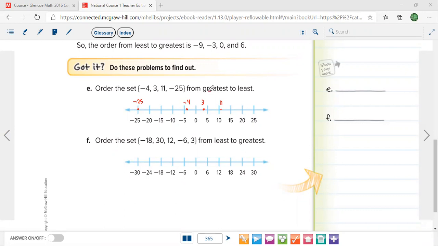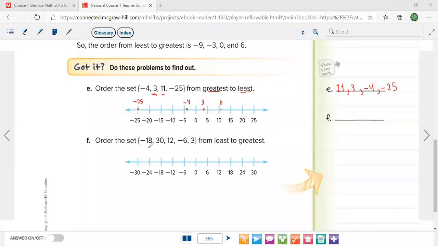Order from greatest to least. So 11, comma, 3, comma, negative 4, comma, negative 25. So by getting the help of the number line, we can order, or you can order mentally, pick the positive numbers first. Of course, if you pick the positive numbers first, because we need to start with the greatest. So for greatest, we pick positive first. It's 11, then 3. Then we go down till we reach -4, then -25.